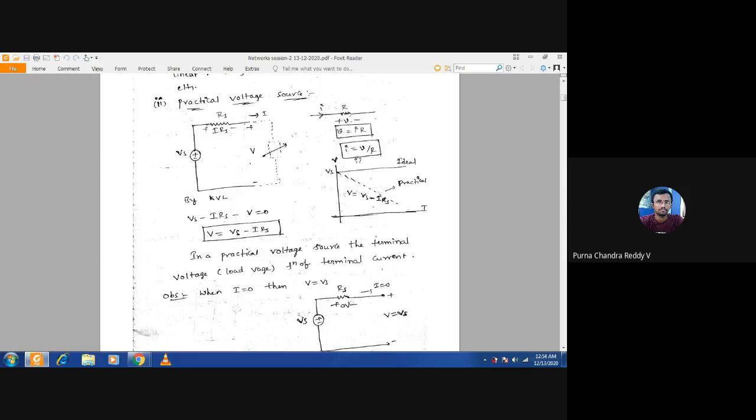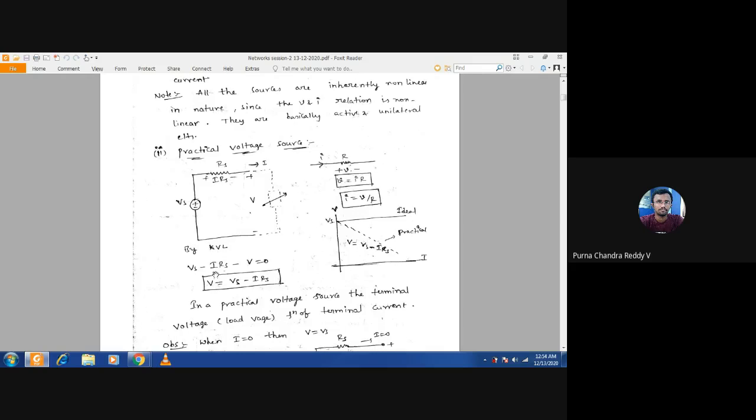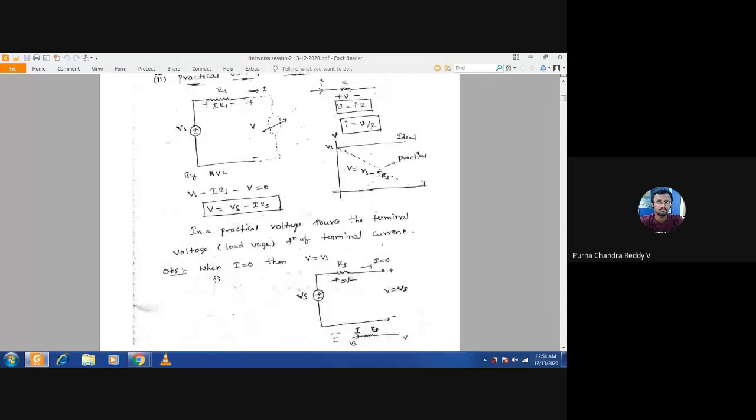Here we used the passive element R. The voltage is IR, and the current is I is equal to V by R. Now if you see here, after applying KVL, Vs minus I into Rs, plus to minus, that is minus V is equal to 0. Now the output voltage V is equal to Vs minus I into Rs. If it is an ideal voltage source, V is equal to Vs. Since this is a practical voltage source, V is not equal to Vs, but V is equal to Vs minus the voltage drop across the resistor, that is V is equal to Vs minus I into Rs.